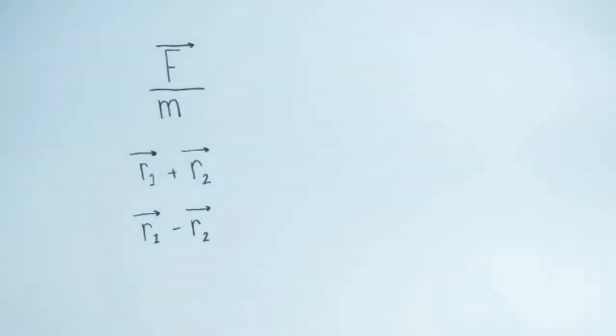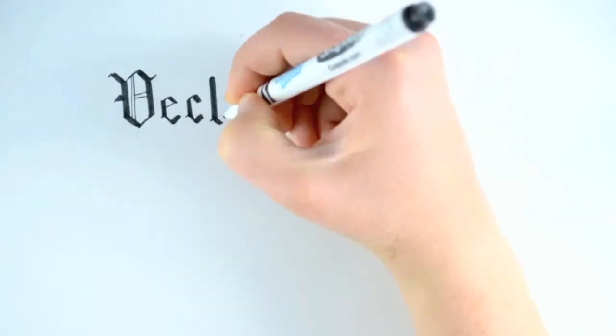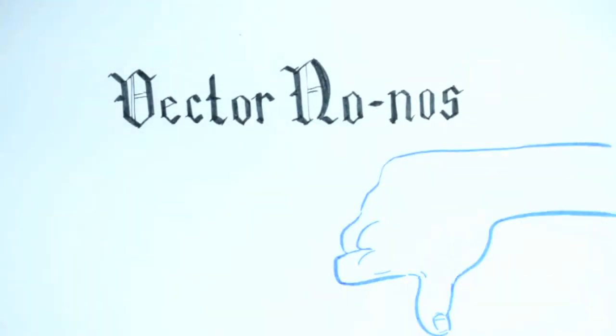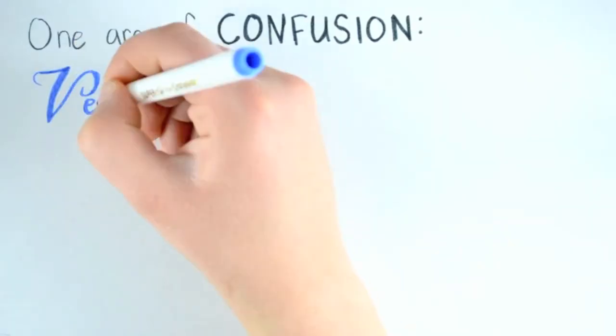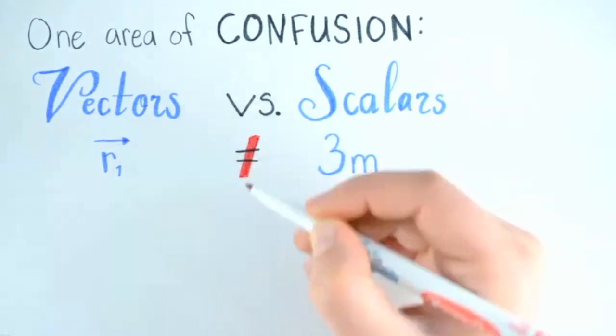We've talked about math operations we can do with vectors. Let's discuss briefly the kinds of operations involving vectors that are not meaningful. One area of confusion that may arise is the mix-up of vectors and scalars. For example, an expression where a vector is set to be equal to a scalar is not valid.